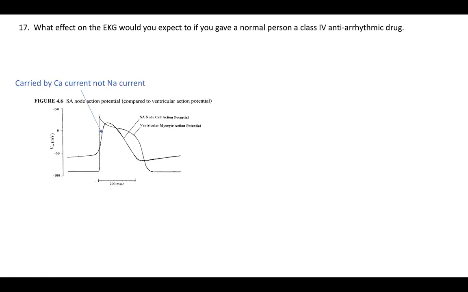What effect on EKG would you expect if you gave a normal person a class 4 antiarrhythmic? A class 4 antiarrhythmic is a calcium channel blocker. So remember, in your AV node, calcium is what's carrying this upstroke. So you would expect a calcium channel blocker to act like a sodium channel blocker would in other tissues. And of course, we know sodium channel blockers will increase threshold potential, making it harder to throw an action potential, okay? And they'll also decrease propagation speed.